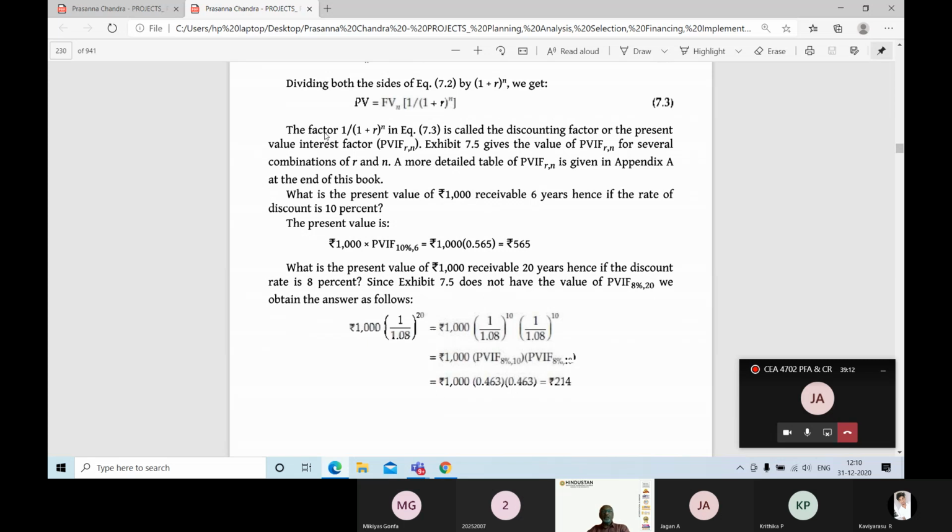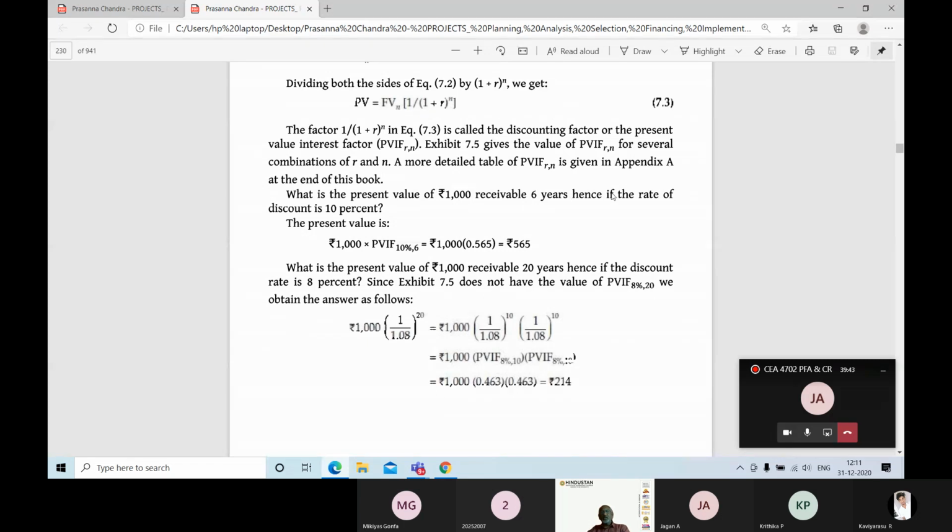So this is the factor 1 / (1 + r)^n. Previously, it was the compounding factor (1 + r). Now it is the discounting factor 1 / (1 + r)^n. This you also have to calculate. This is the PVIF, present value interest factor, with r and n. r is the interest rate, n is the year. Then you have to calculate, and the table is also available. Based on that, you have to work out what is the present value.